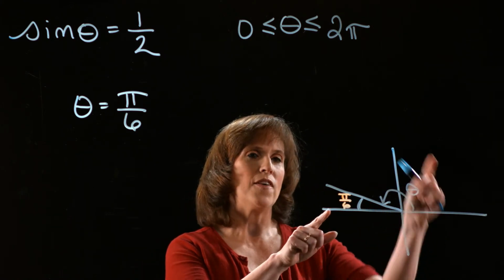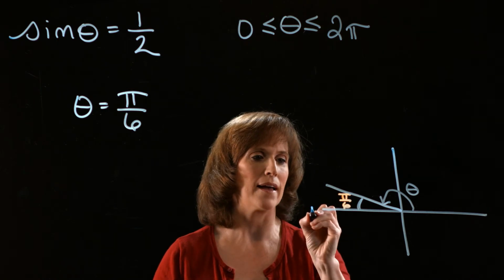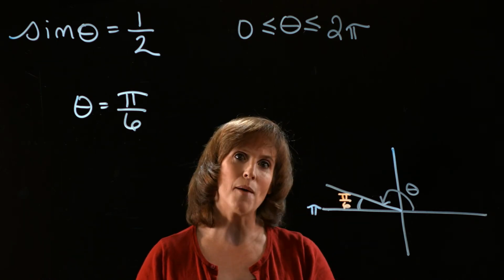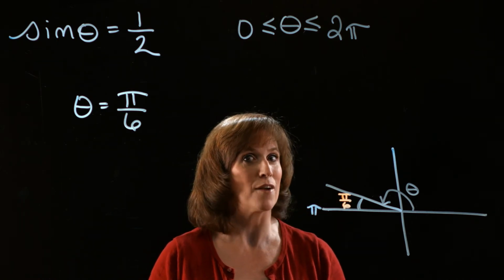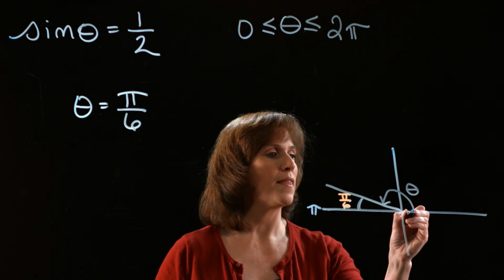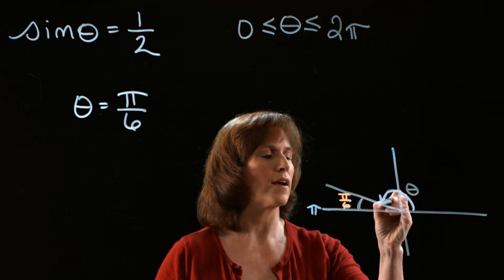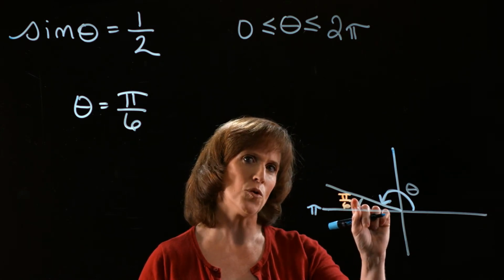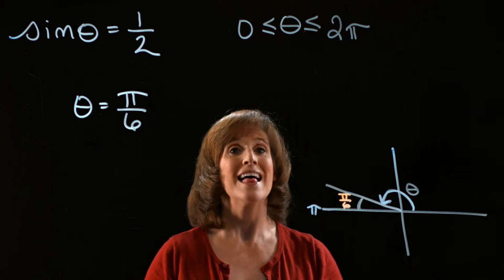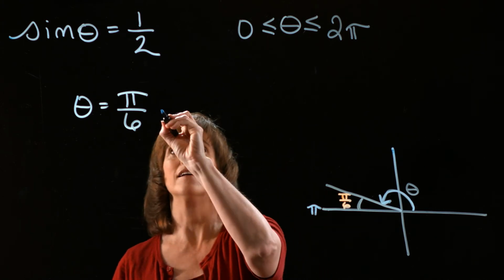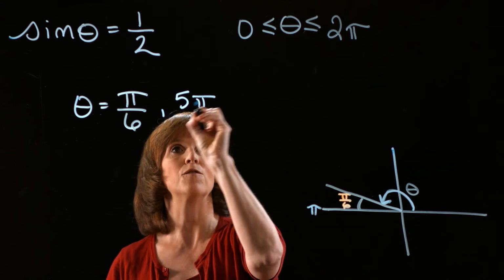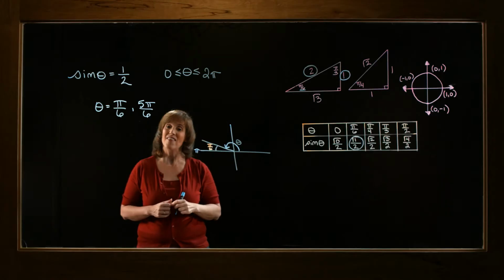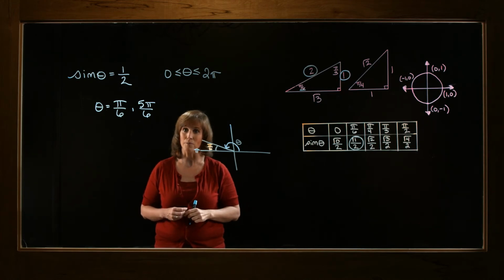Well, I know that halfway around is pi. And using a denominator of 6, that would be 6 pi/6. So the angle that I'm looking for is not quite going to make it to 6 pi/6. It's going to be shy by pi/6. That means the measure of my angle is 5 pi/6. And that's another solution to this problem.